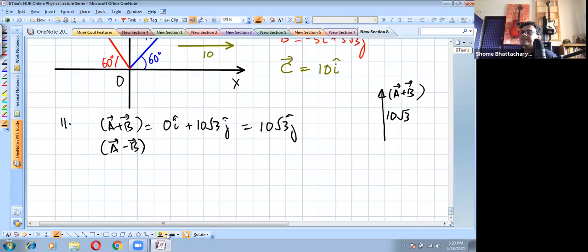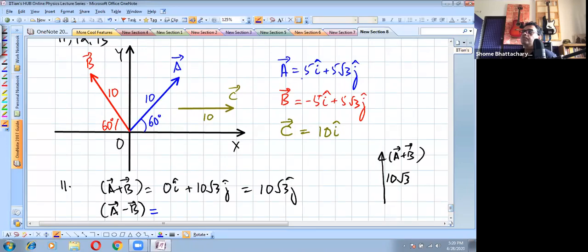Now similarly, the second one is A minus B. All you have to do is subtract the components. So the x component becomes 5 minus of minus 5, so that will become 10, correct? And the y component will become 5 root 3 minus 5 root 3. So this time this component is 0. So it is basically just 10 i cap. So A minus B is along the positive x-axis, and its magnitude is interestingly 10. As you can see, this is A minus B and this is A plus B.